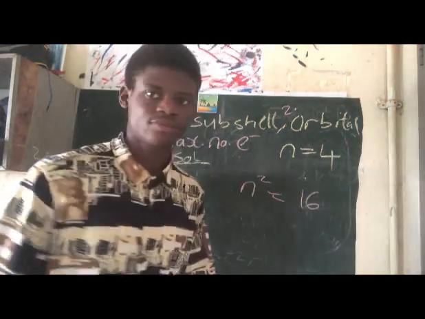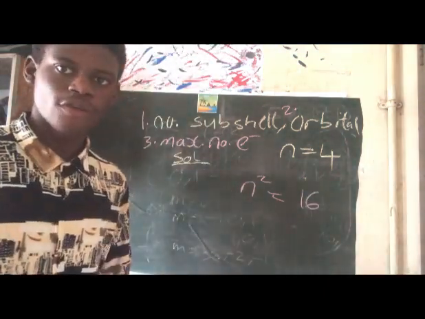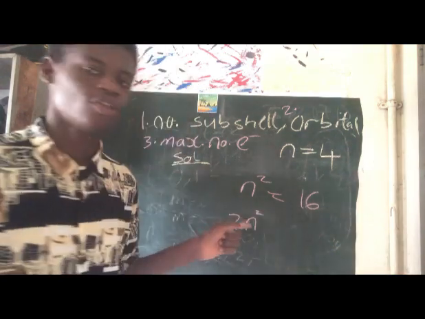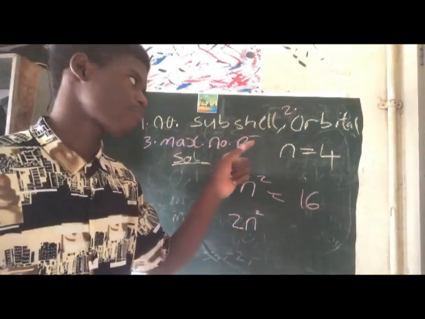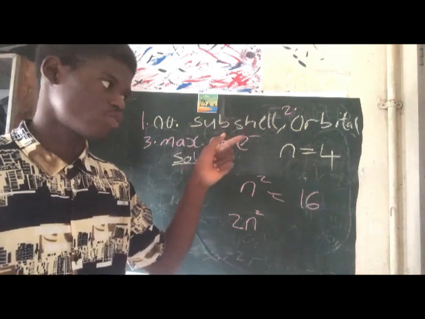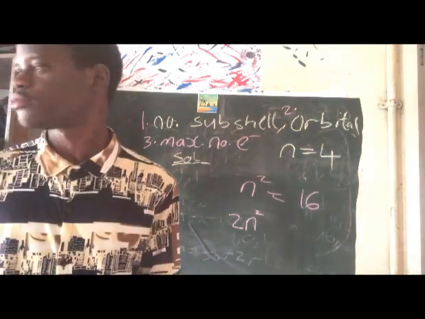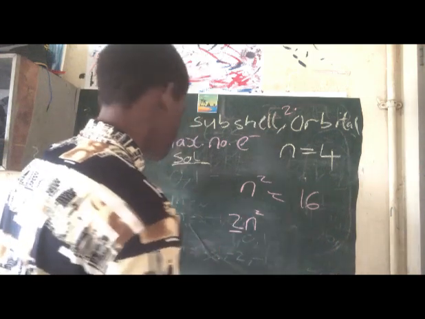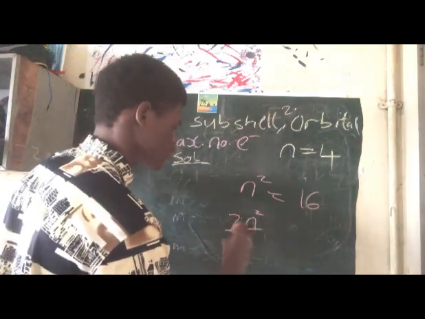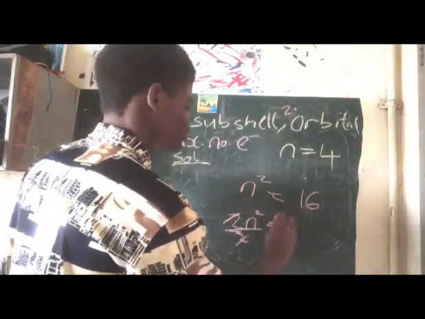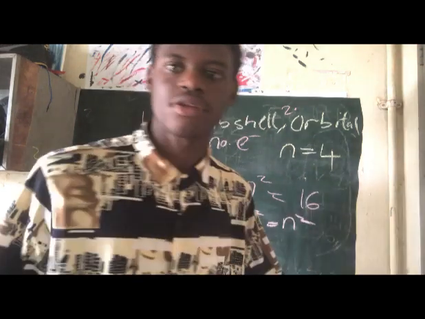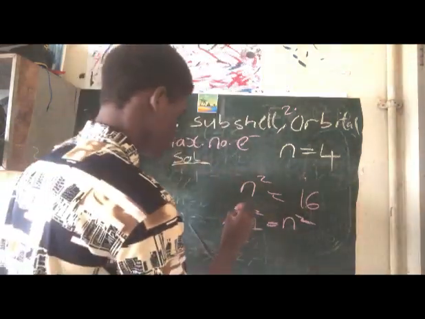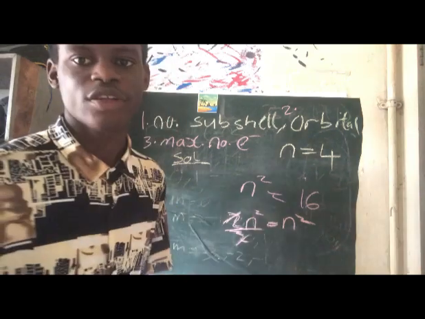Let me now explain. Since the maximum number of electrons is 2n squared, that's the formula. And you can only have 2 electrons in one orbital. That means you're just going to divide by 2. That means the number of orbitals will be n squared. You get it? So just know it like that.